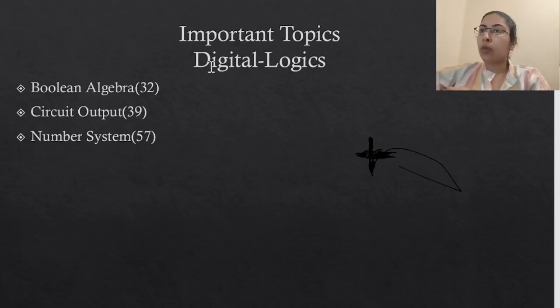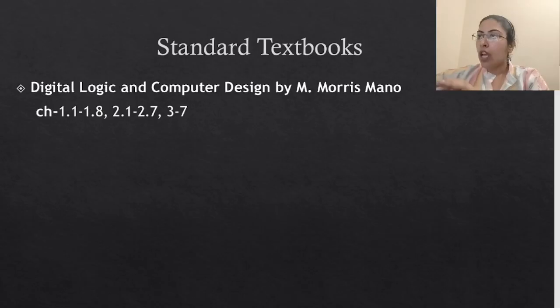Next, what are the important topics for digital logic? As I have already discussed: Boolean algebra, circuit output, and number system. These are the major important topics from digital logic. Boolean algebra has 32, circuit output has 39, and number system has 57 questions. Now, what are the standard textbooks for digital logic?